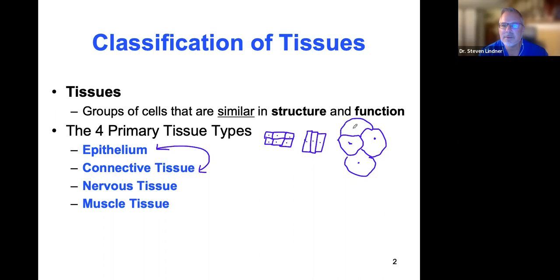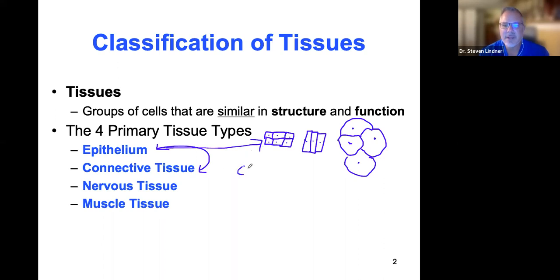Okay, so under a microscope, we have a bunch of cells that look like little squares, but they're closely packed together. Here they look like tall columns and they're closely packed together. And here they're flat, irregular shape, they're closely packed together. So whenever you have cells that are closely packed together with very little space, that's epithelial tissue.